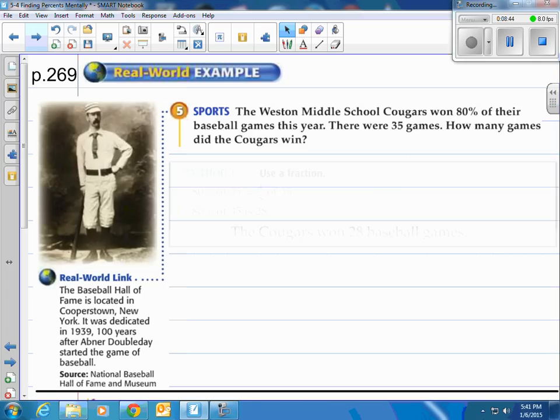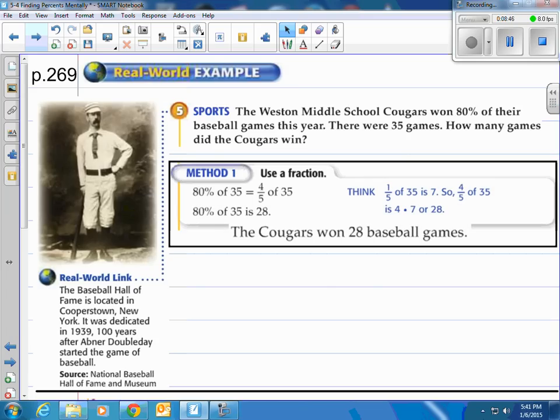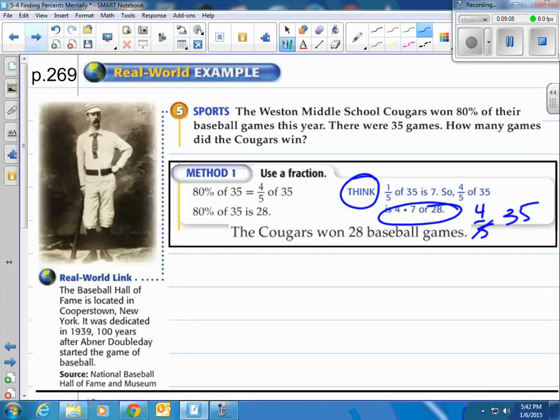Well, we got 2 examples here, 2 methods you can use. First one we'll do is using the fractions. So we take 80% of 35, that's 4/5 of 35. And you look over to the right here, it says, think about it. 1/5 of 35 is 7. So 4/5 of 35 is 4 times 7, which is 28. And the other way, if you remember what I did, was 5 goes into 35, 7 times 4 is 28.